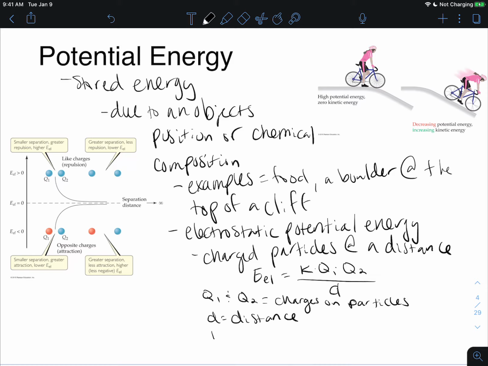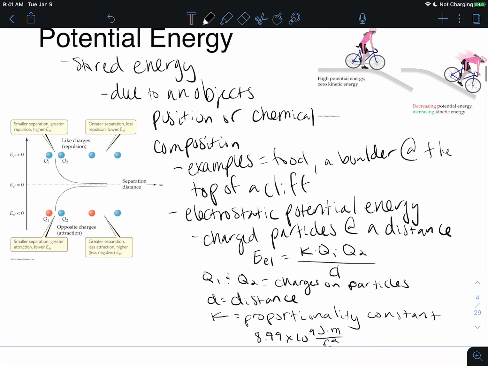And then our k, this funky little flat k, is a proportionality constant. So it's there in order to relate units. So it's 8.99 times 10 to the 9 joules times meters over coulomb squared. Okay? So it's just relating the charge, the energy, and the distance.